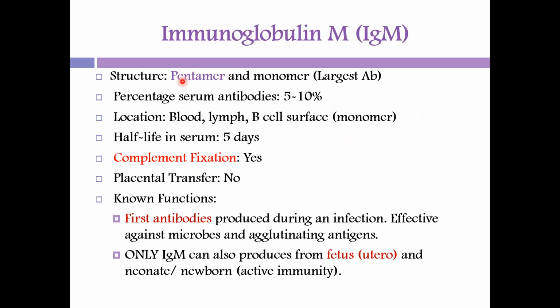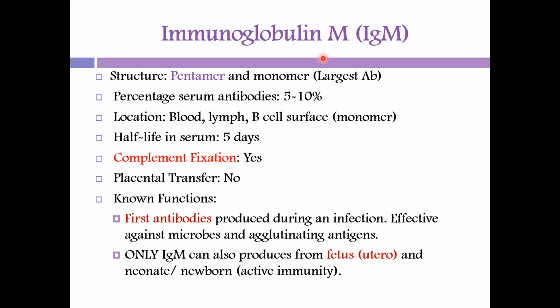Immunoglobulin M is called a pentamer, and its serum antibody level is around 5 to 10%. It is located mainly in the blood, lymph nodes, and on the B cell surface. Immunoglobulin M's half-life is around 5 days. It has the ability of complement fixation, but it cannot cross the placenta. From the mother, IgM cannot transfer to the fetus. But this immunoglobulin can be produced by the fetus itself. The uterus can produce this immunoglobulin IgM, and neonates and newborns can have active immunity.